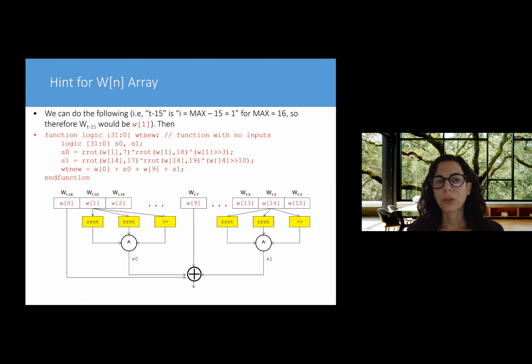So instead of trying to do things like we did before, we are going to just make sure that every time the right index gets the right value, and then we are going to compute S0 and S1, and then do the add function here. And at the end of the day, this is the new WT for us.